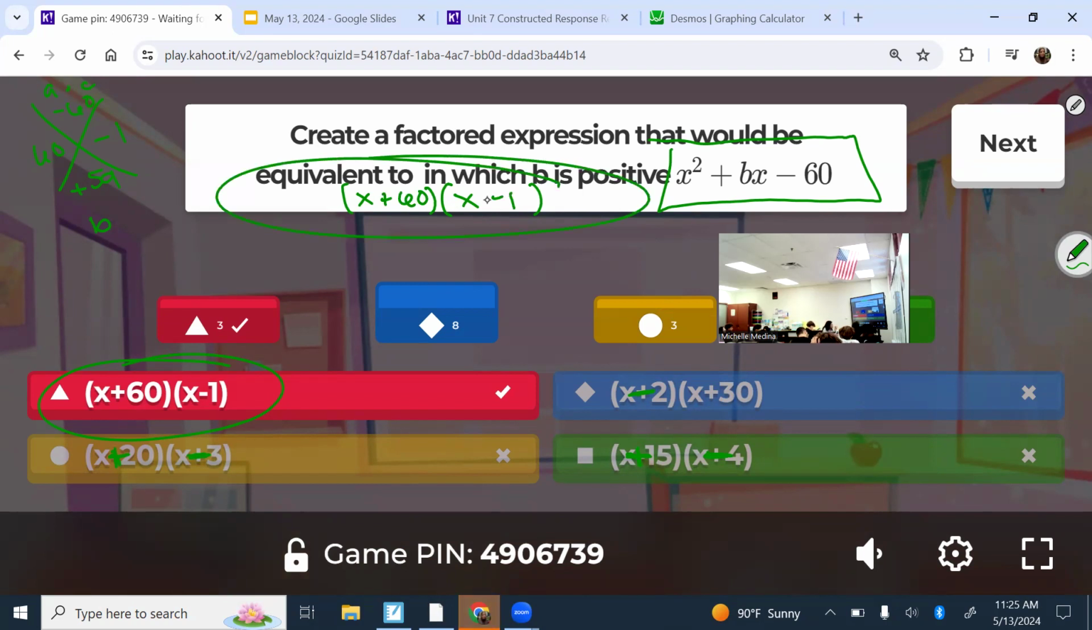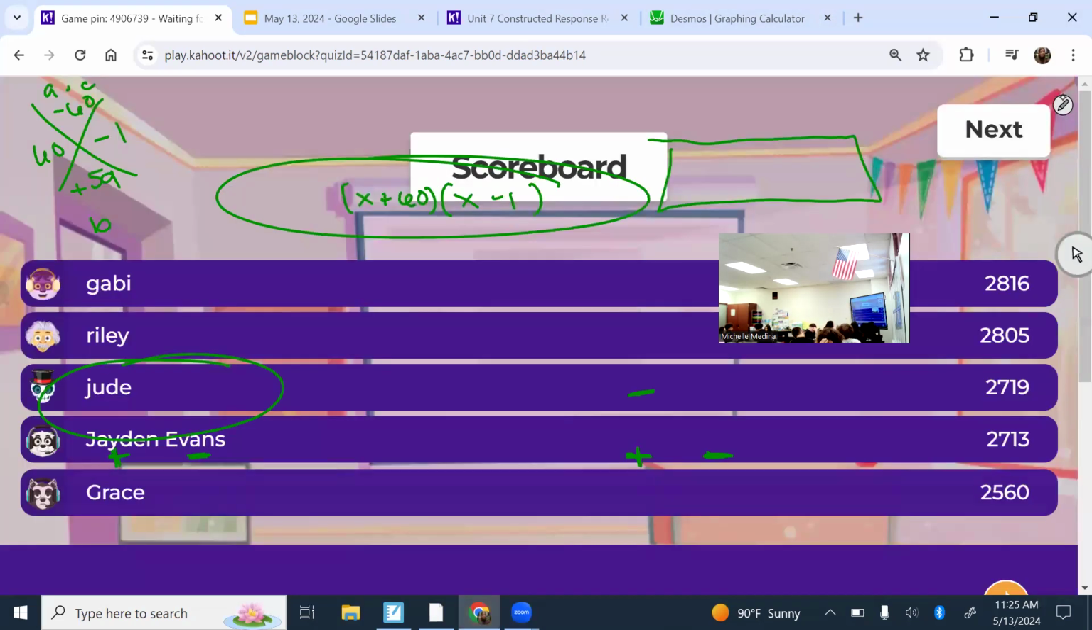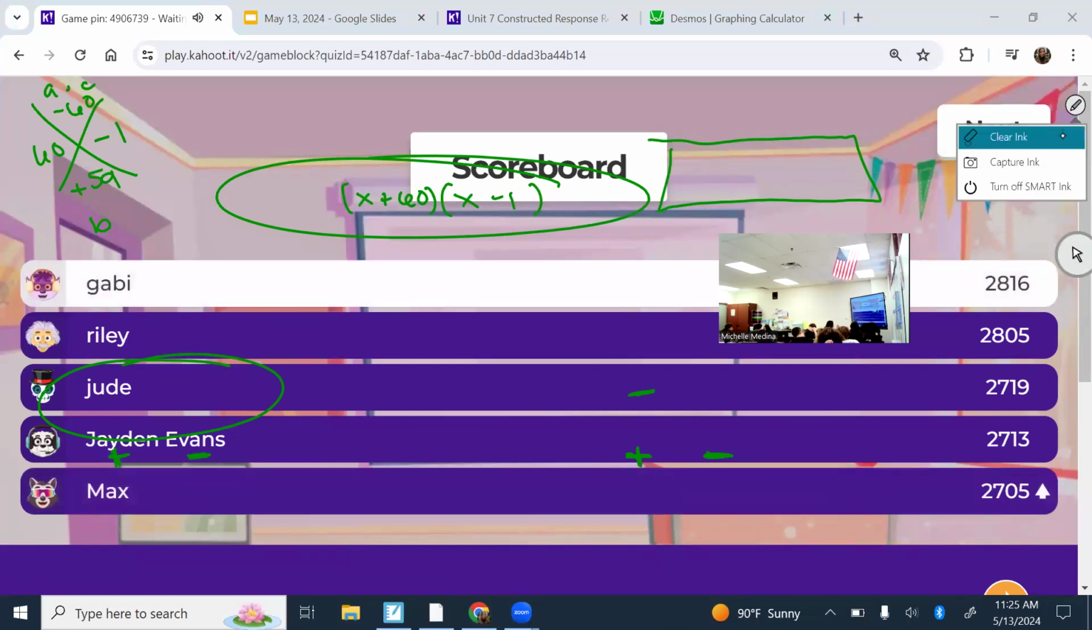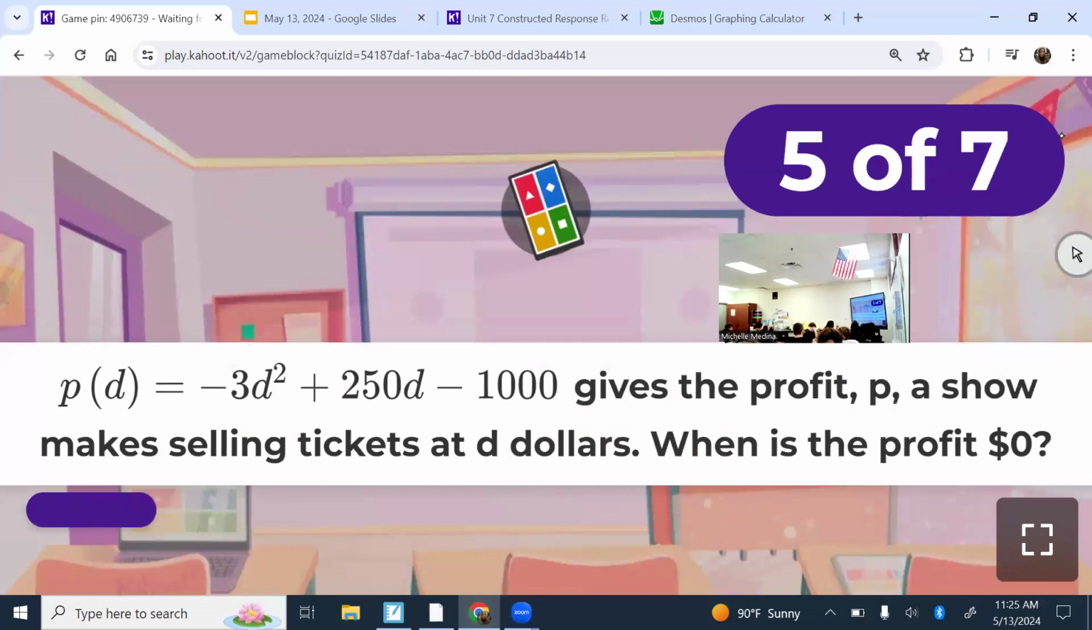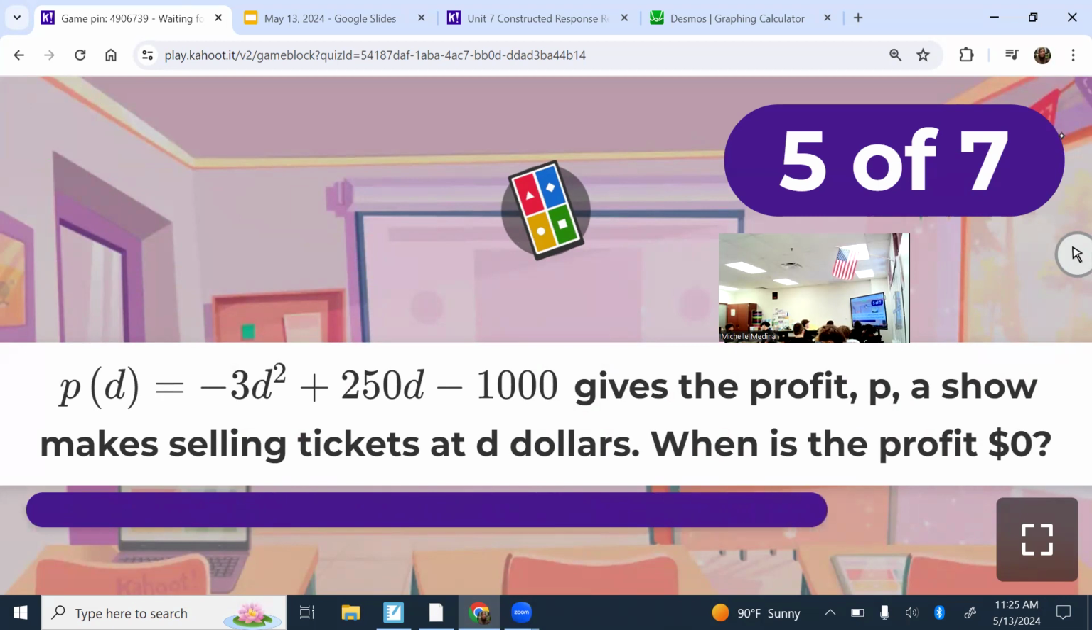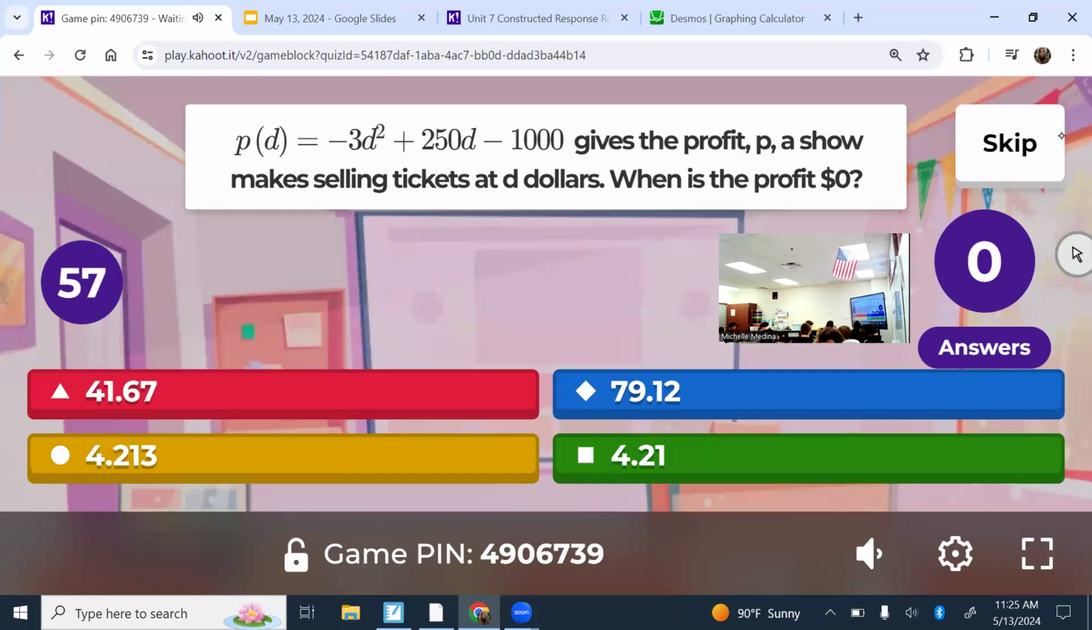Questions there? So then here's the next one. Okay, so this gives the profits that a show made selling tickets at $D. When is the profit $0?